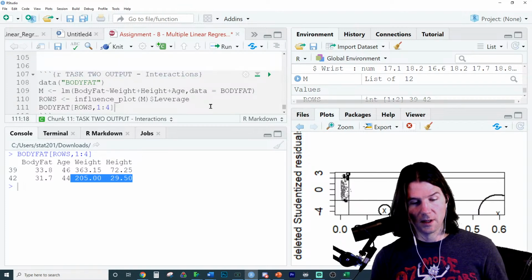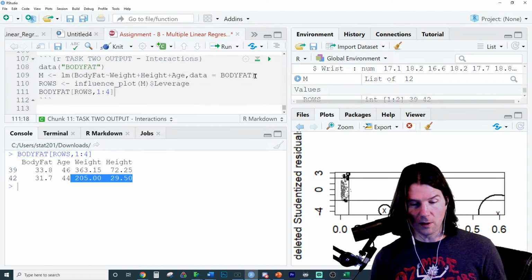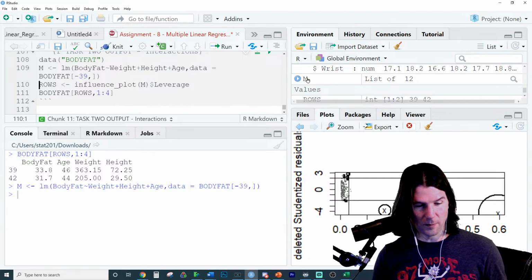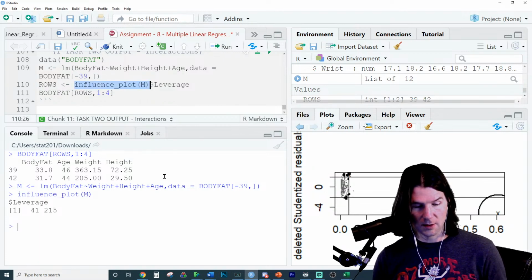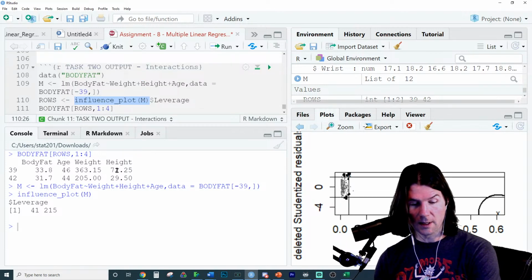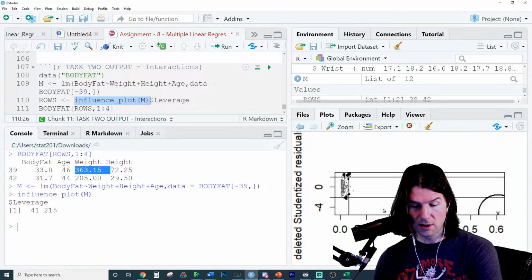What we could do is go here and eliminate one of these individuals and see which one kind of goes away. Let's go here and eliminate row 39 just to see what the model looks like without them. And let's rerun the influence plot right here. And so row 39 is the closer one. Oh, wow. So row 39 is this individual right here.